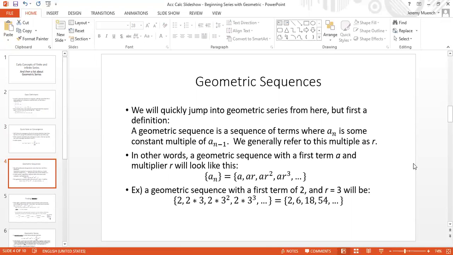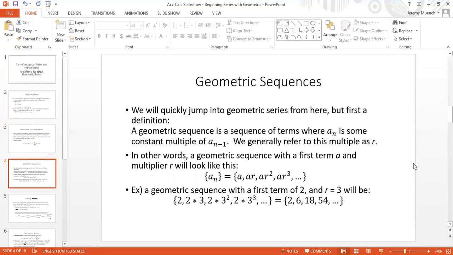So, geometric sequences. A geometric sequence is just a sequence of terms where every term is the same constant multiple of the term before it. So in other words, a sub n is some constant multiple of a sub n minus 1 for all n. We generally refer to this multiple as r. So we'll have a first term of a and a multiplier of r, so our sequence will be a, ar, ar squared, ar cubed, ar to the fourth, and so on.